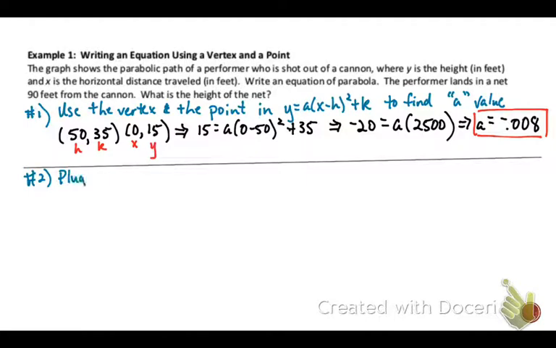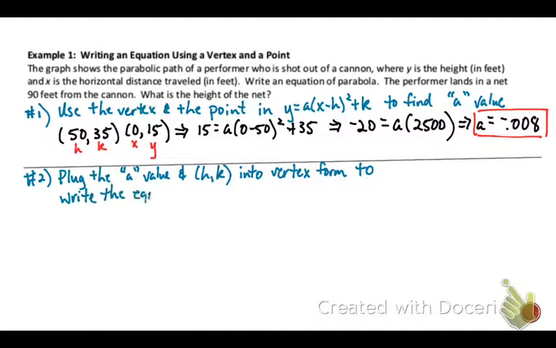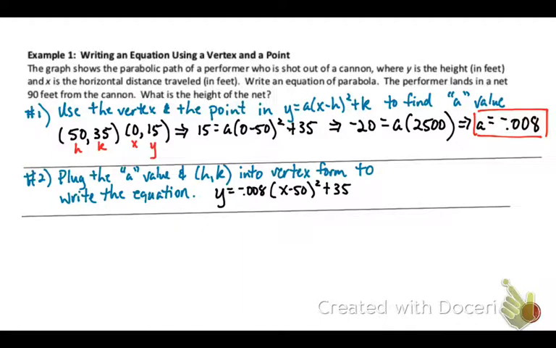All right, so now what we want to do is answer the second question. What is the height of the net? Oh no, I'm sorry. Now we need to plug the a value into vertex form, and we're going to plug in the vertex h and k to actually write the equation. So plug the a value and h and k into vertex form to write the equation. So for this situation, y equals negative 8 thousandths times (x minus 50) squared plus 35.